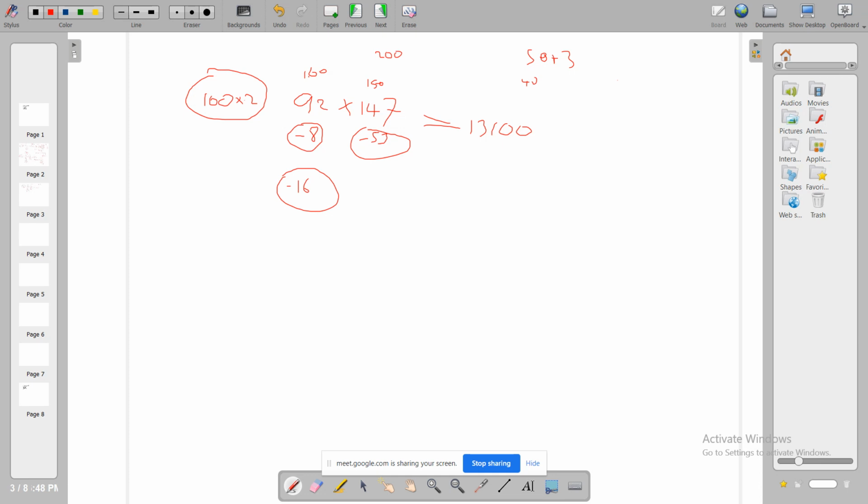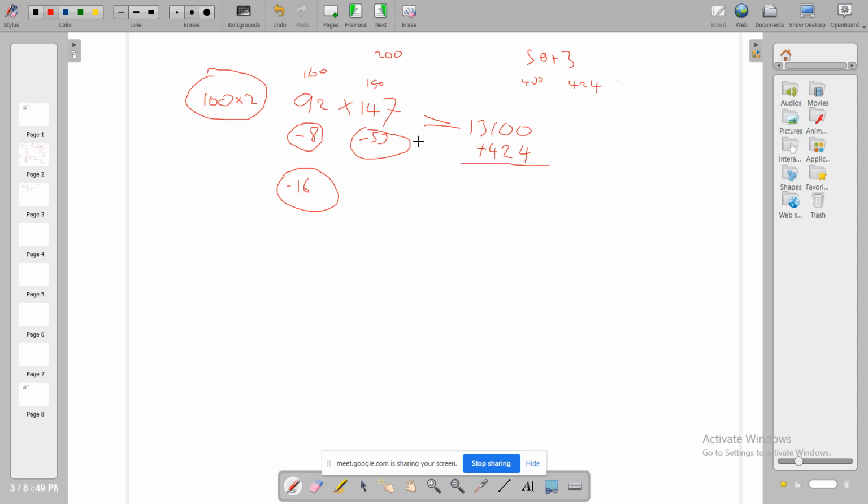So always use all the methods. 8 times 3 is what? 24. So which will give us 400 and 24. Make sure all the principles we've learned, you need them, so don't forget them. So now here I'll get 400 and 24. Because of the negative, it will be positive, right?